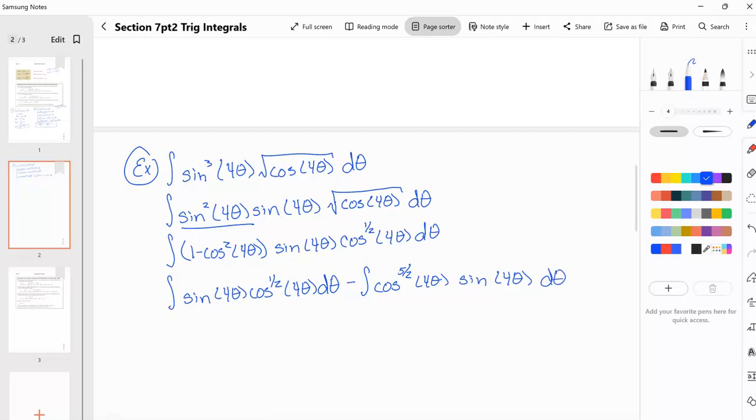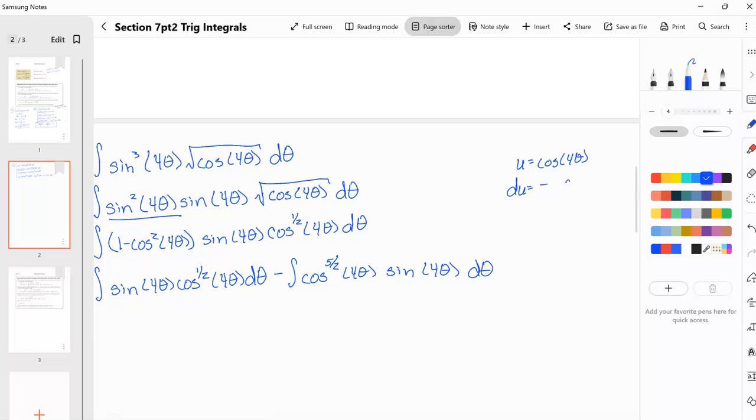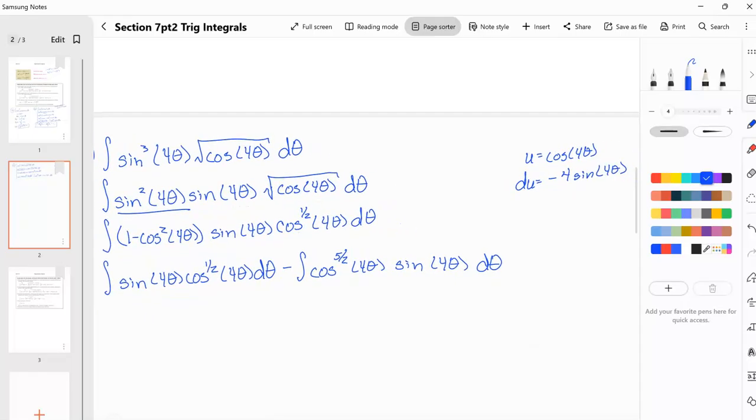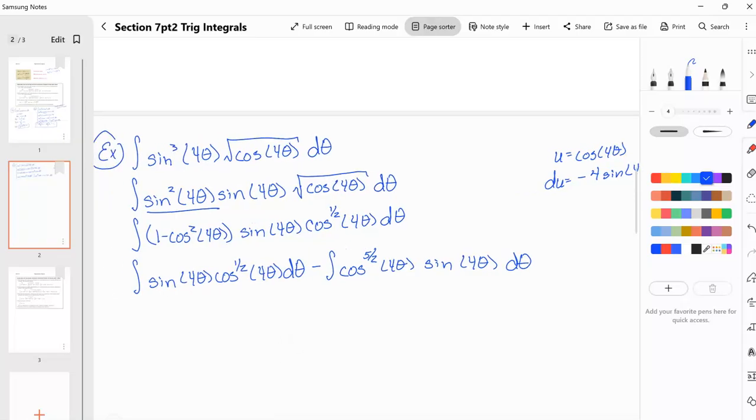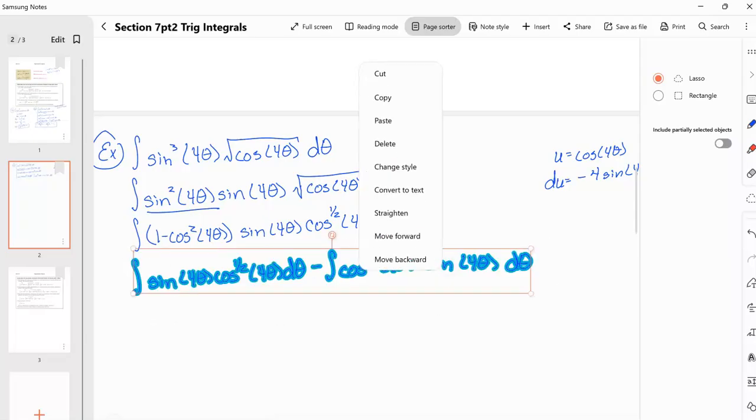So let's think about our u substitutions here. I'm going to do this off to the side here. If u is cosine of 4 theta, then du, derivative of cosine, is negative sine. But then we have to take the derivative of the angle, which is 4. So you can see how this is going to become part of that du.